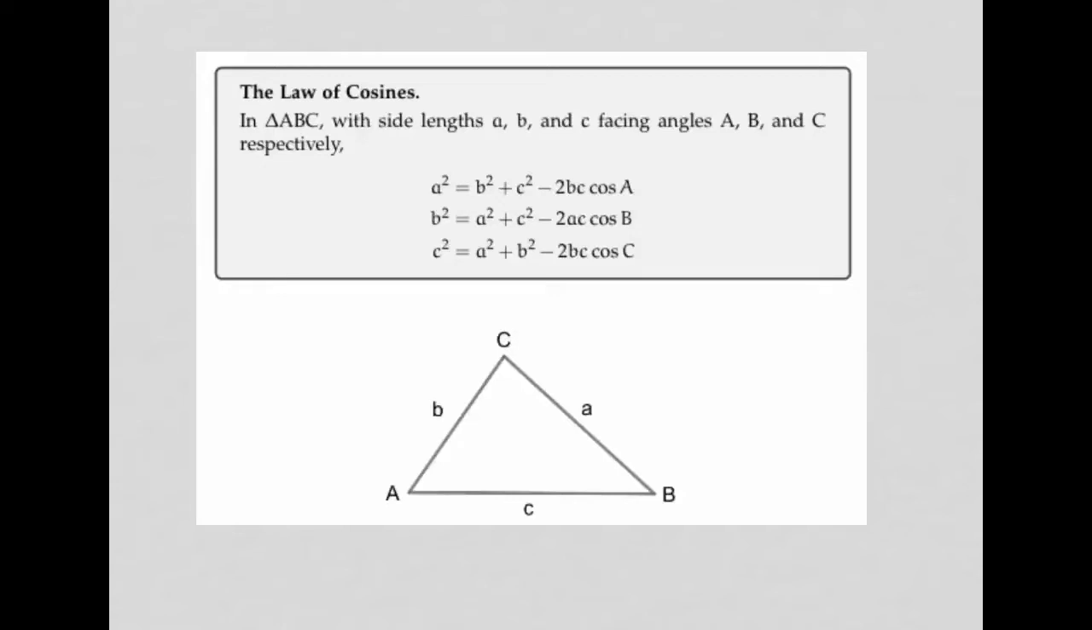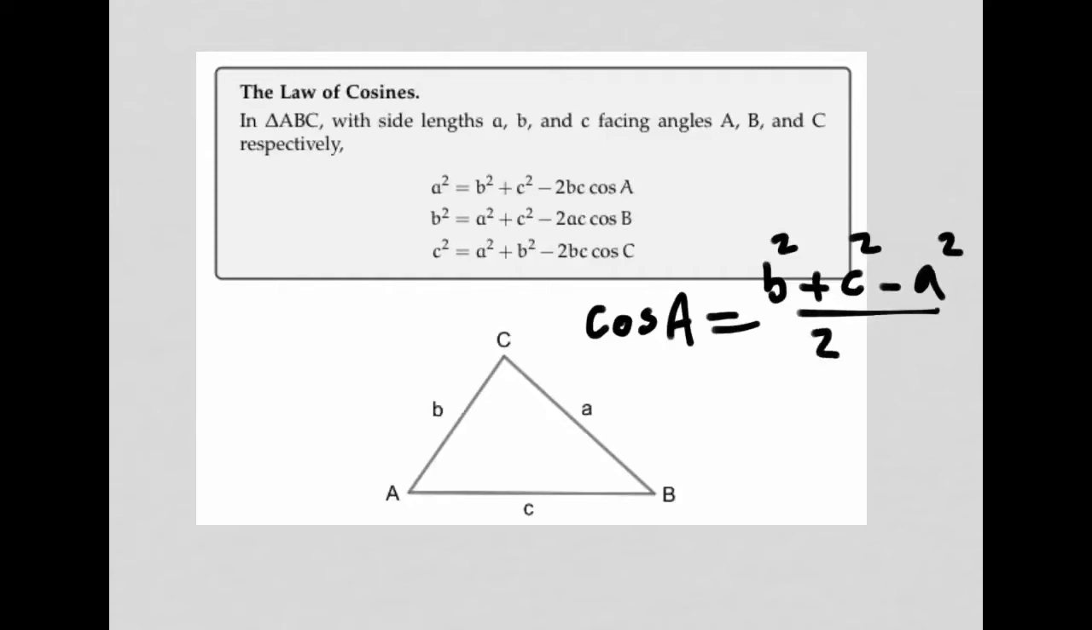Note that you can rewrite the law of cosines. For instance, if we look at the first equation and solve for cosine A, if you do the algebra, you'll find that it's b squared plus c squared minus a squared, divided by 2bc. And similarly, you can solve for cosine B and cosine C. So keep that in mind when you're solving problems.